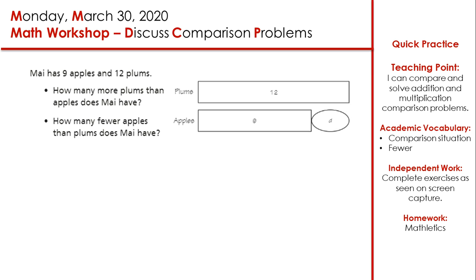But if I focus on the apples, I would say, how many fewer apples? Because I'm lacking apples to match the amount of plums that I have. How many fewer apples than plums does mine have? So depending on the way that the question is structured, you will need to represent the comparison bars differently right here.